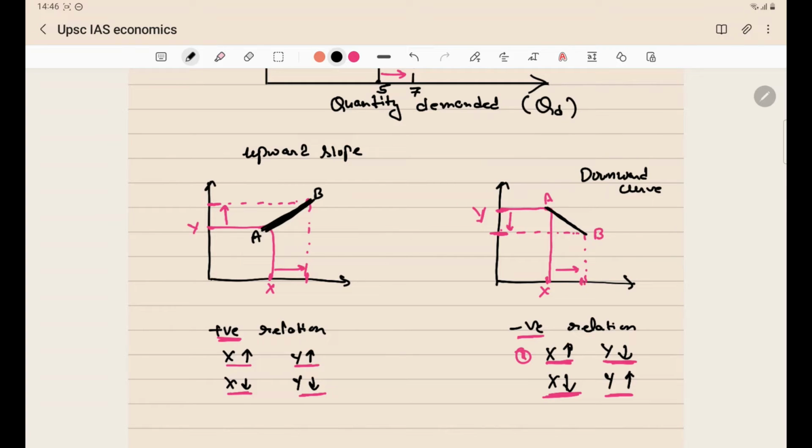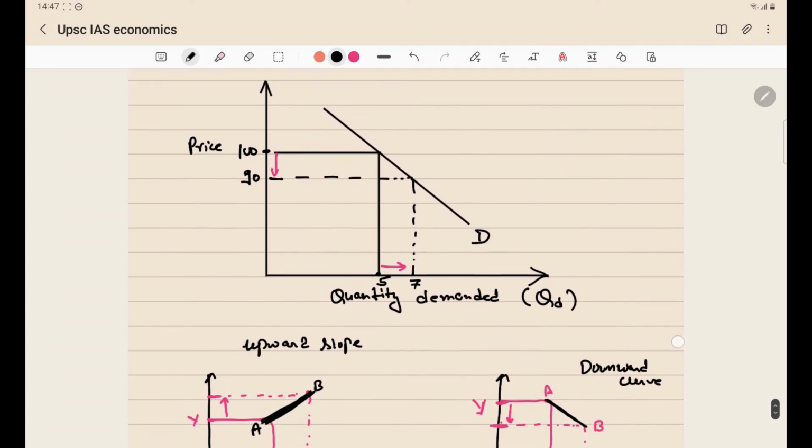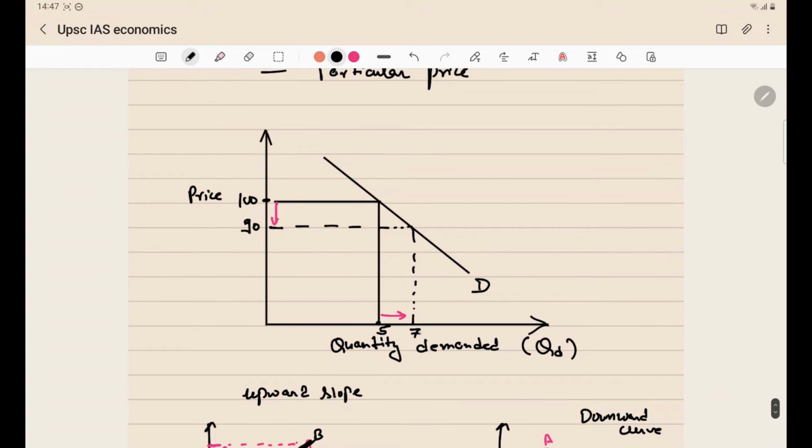So whenever there is a negative relation among the variables, the curve will be downward, and when there is positive relation among the variables, the curve will be upward sloping. चलिए अब हमारे एग्जाम्पल में आ जाते हैं. Here, what is the relationship between quantity demanded QD and the price? We can say that their relationship is negative and the curve is downward sloping. जब QD बढ़ रहा है तो प्राइस कम हो रहा है.